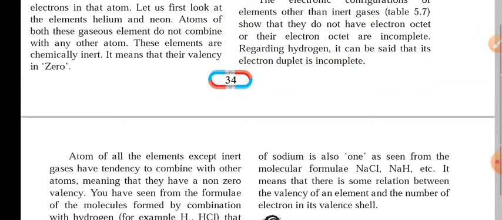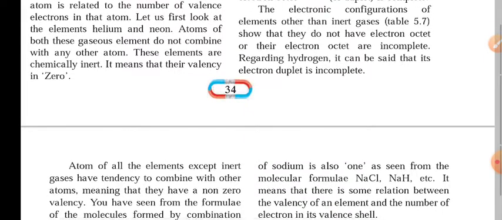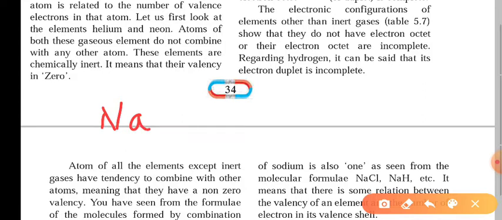In a simple way, if I am talking about sodium, what is sodium's formula? The symbol is Na, and the electronic configuration is 2, 8, 1. Now here in the outermost orbit, it requires 7 electrons.